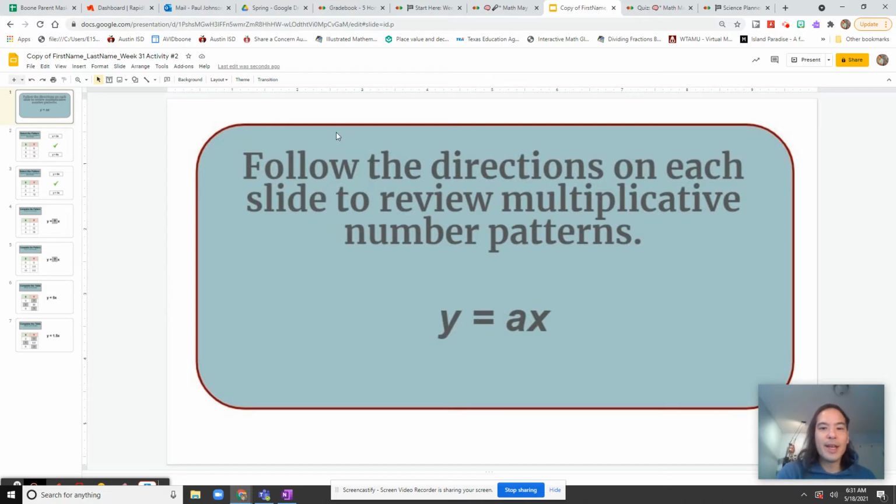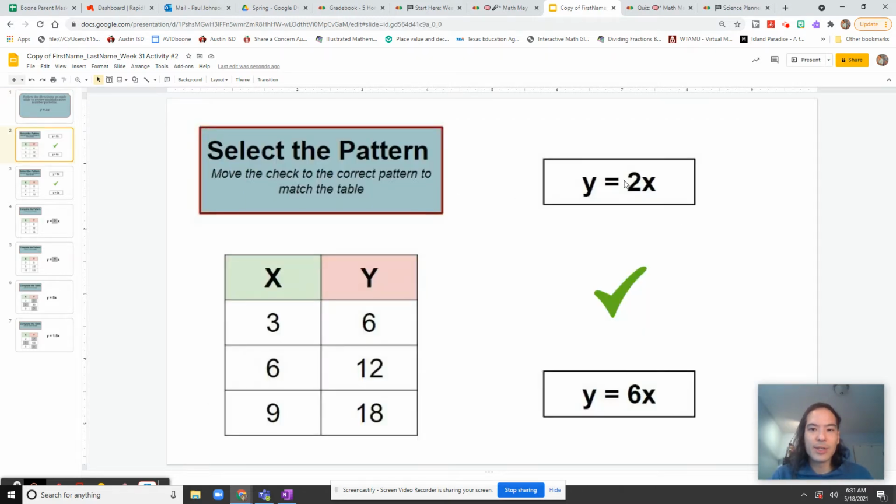Multiplicative. All right, and so what we're looking at here is the basis of our rule. Y is equal to some number times x. A is just another variable for this situation. Don't worry about that. It makes more sense when we actually start doing it. Okay, so the A, as you can see, is the number that we're multiplying against. So we're trying to find which one of these is the best rule, which one of these works. 2 times our x equals y or 6 times our x equals y.